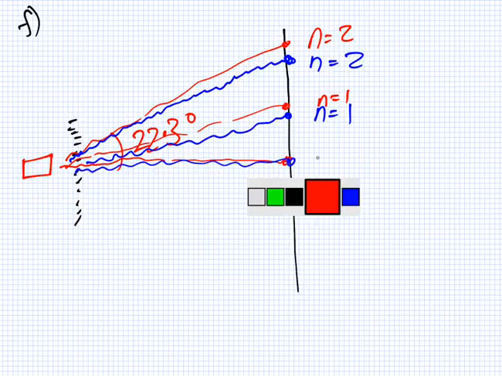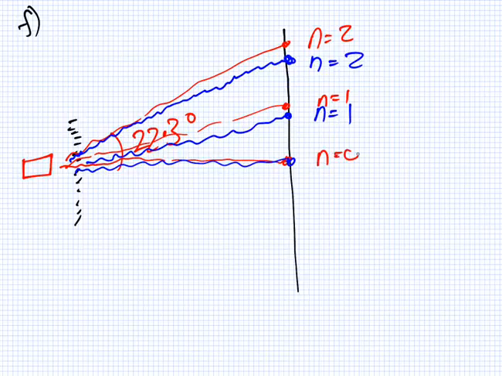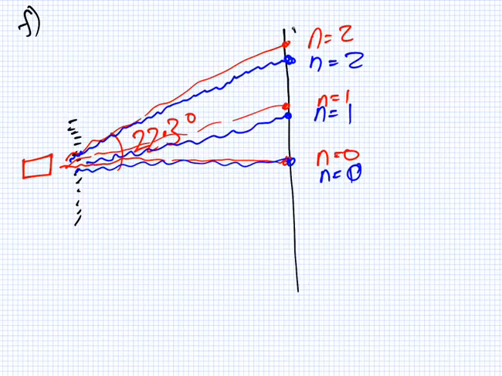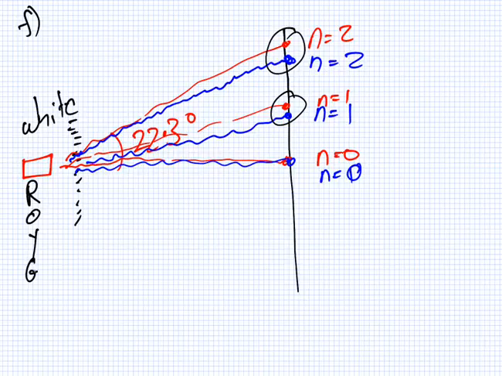What's the next question asking now? Determine the diffraction angle for the second order of blue light. Which part is this? E. Now the E is the same as B, the only difference is it's blue light, so you just need to change this number. What's the wavelength for the blue light? 506. Yeah, so the only difference is that gets changed to 506.